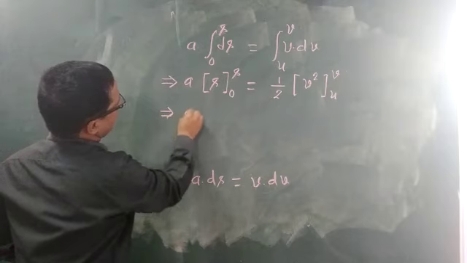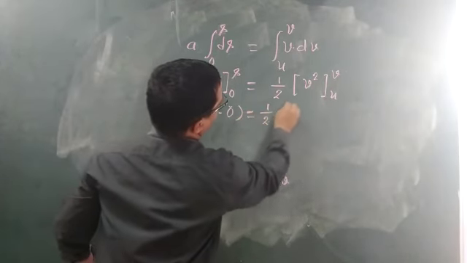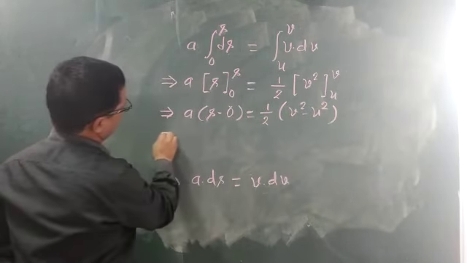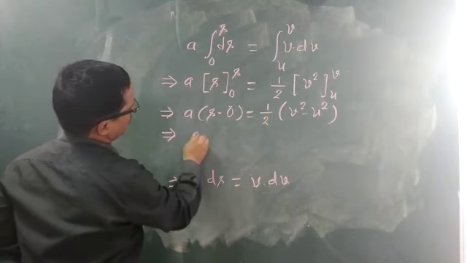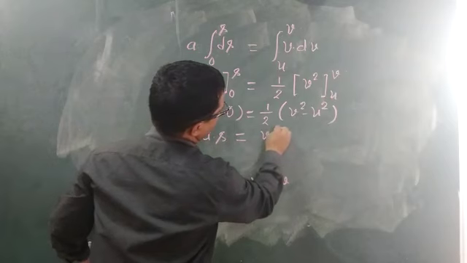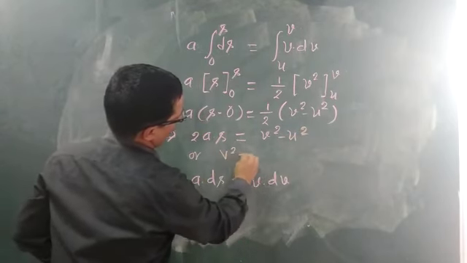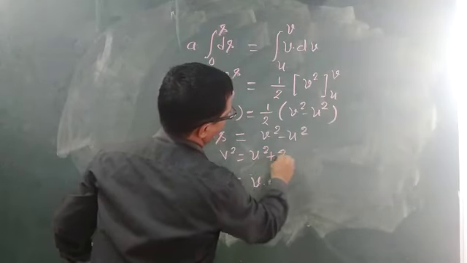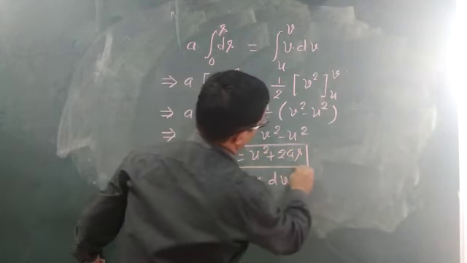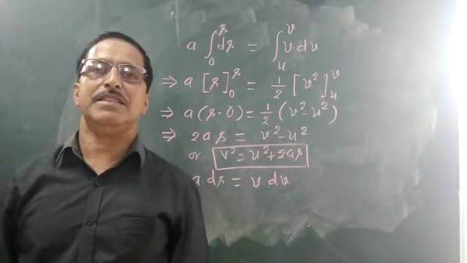This gives a into s minus 0 equal to half into v square minus u square, which on cross multiplying gives 2as is equal to v square minus u square, or v square equal to u square plus 2as. This is the third equation of motion obtained using the method of integration.